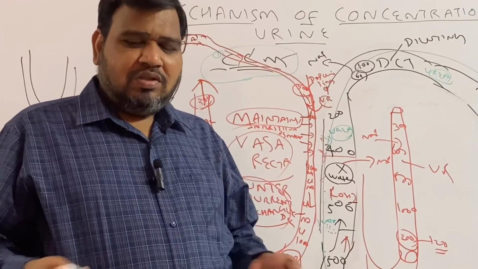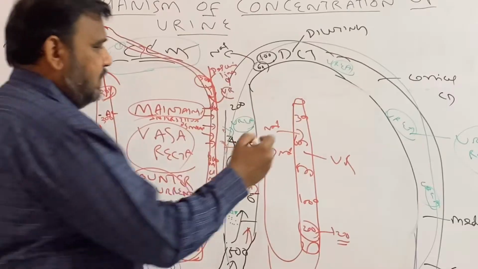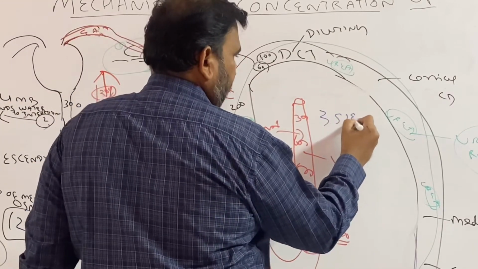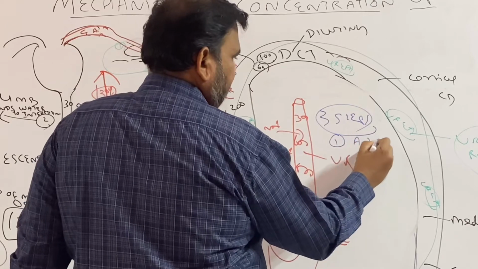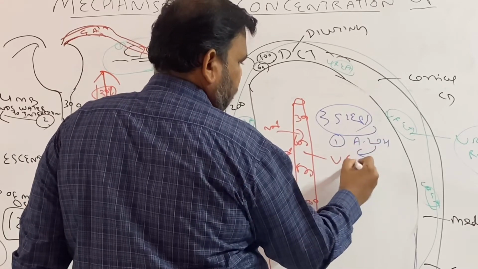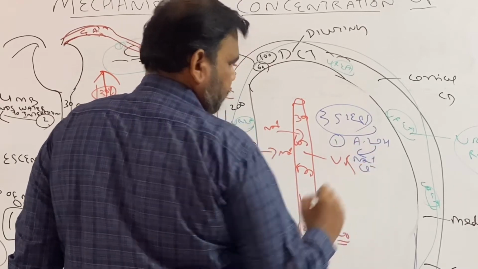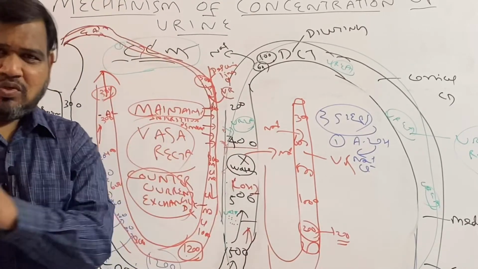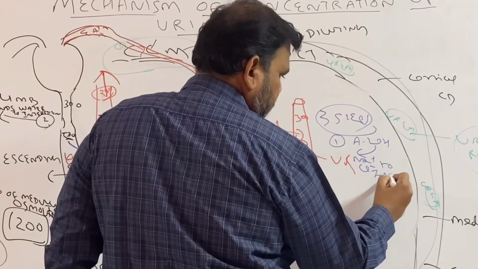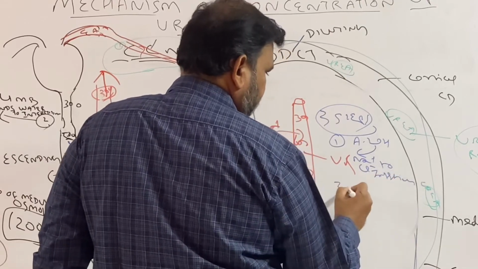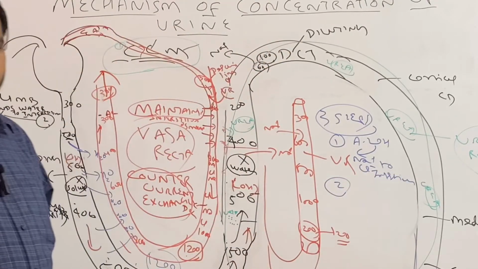so that you will be able to understand it easily. So the final summary is, remember the 3 steps, simple. Yeah, you try to answer yourself. First step is ascending limb of loop of Henle giving sodium and chloride. So ascending limb is giving the sodium and chloride to interstitium. Second step is, you answer yourself.